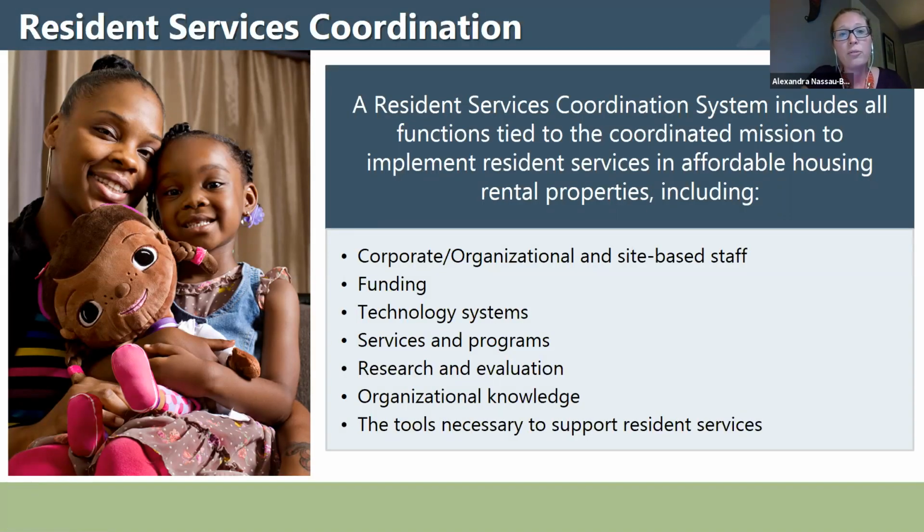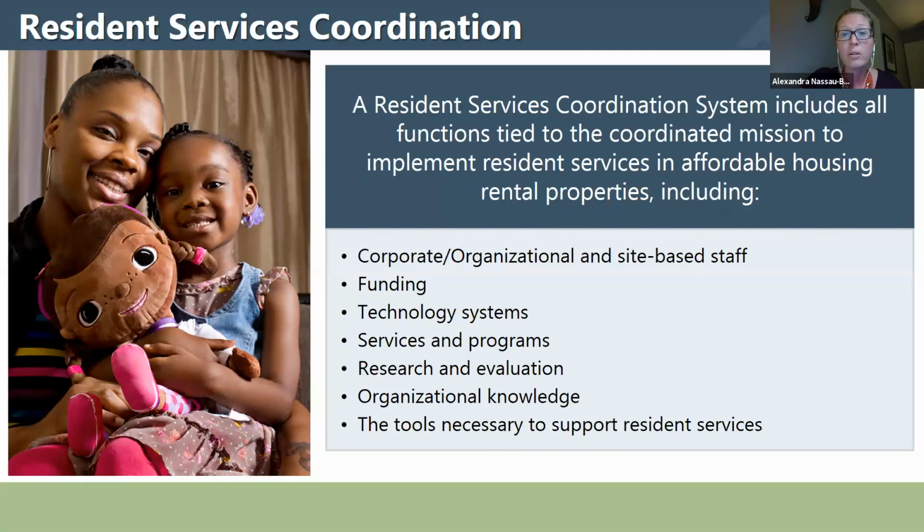About 5 years ago, SAFE formed a community of practice to support a system of enhanced resident services coordination, which brought together SAFE members and other practitioners across the affordable housing and resident services fields. We focused on laying out the fundamental key decisions, functions, and capacities that are needed to support a robust system of resident services coordination. It's not just about the individual working at the property.